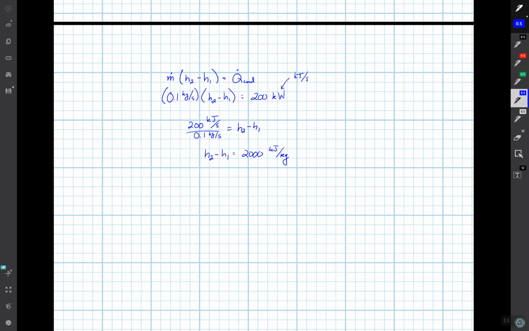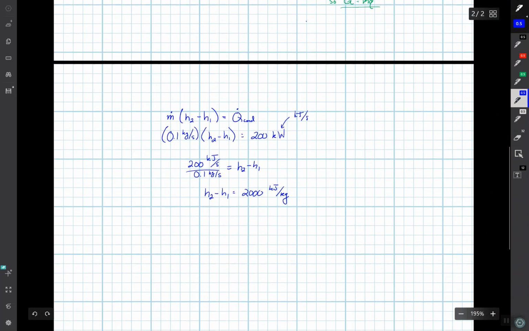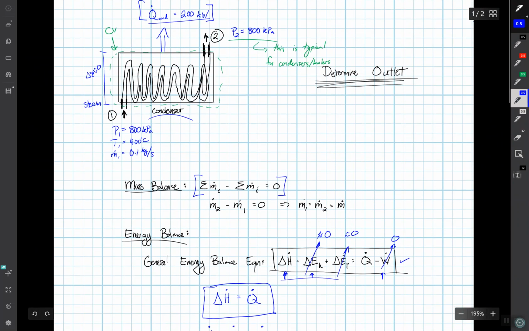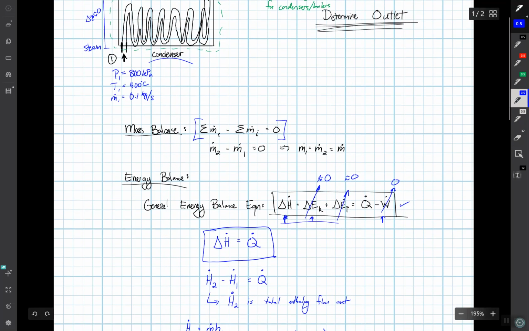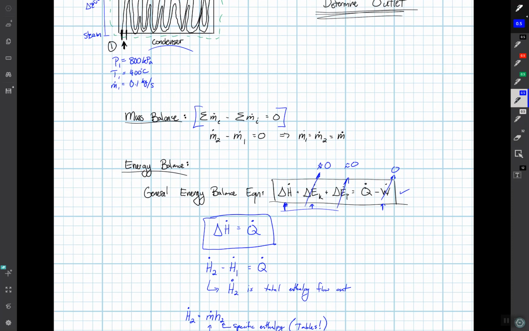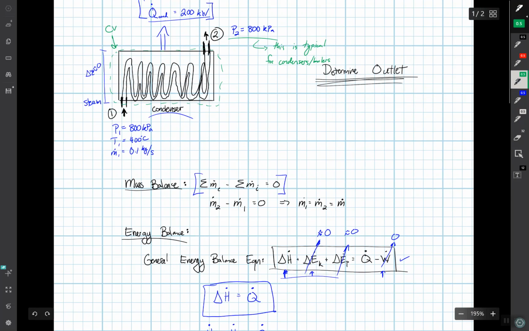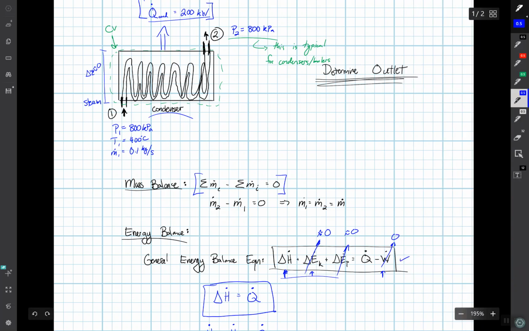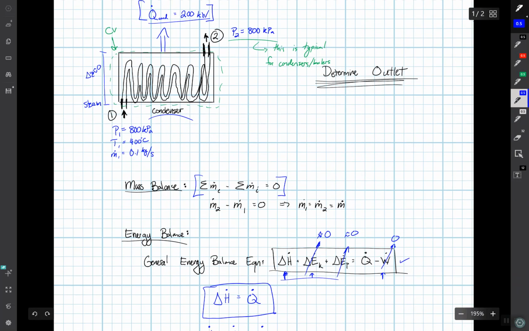What's going to happen? I should note this now. Something that's challenging about some of these, and we talked about this a little bit before, is the sign. Whether we have a positive or a negative, especially for Q and for W.